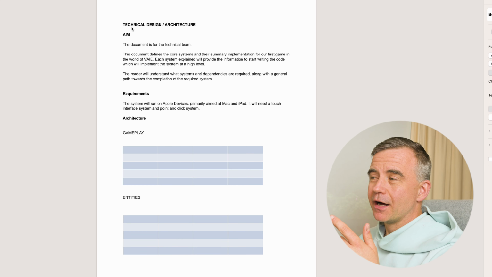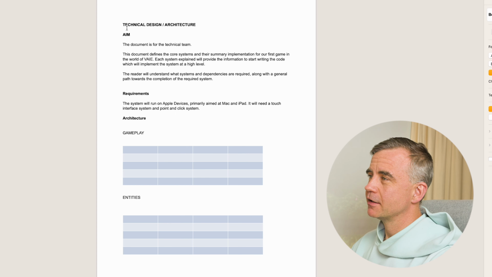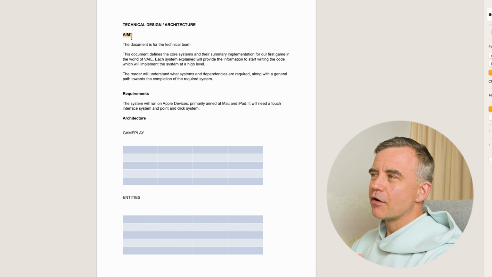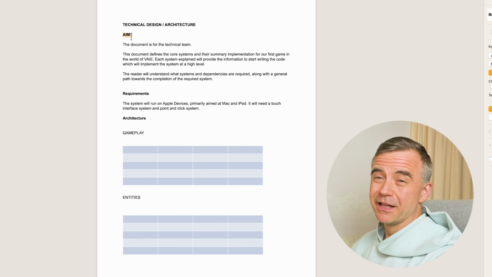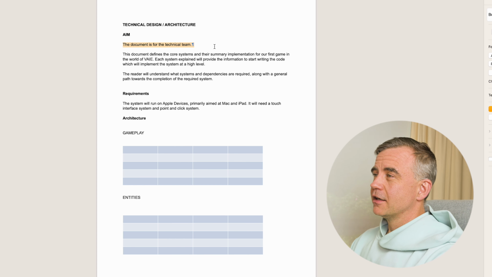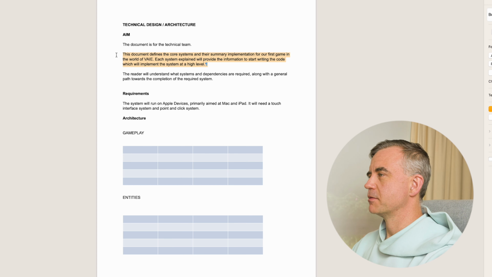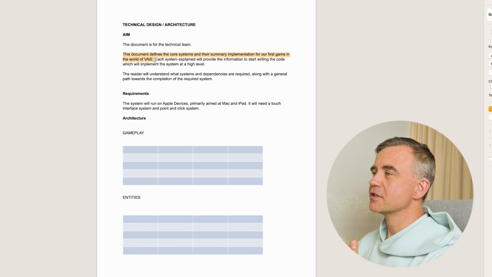Here we are with our tech design document. Very simple layout. We just have the title here, and we have our aim. I like to call it the audience introduction and meaning. What it tells us is who the document is for. It's for the technical team, and what is it meant to do. It defines the core systems and the summary implementation for our first game. So just a summary of what is the purpose of this document.